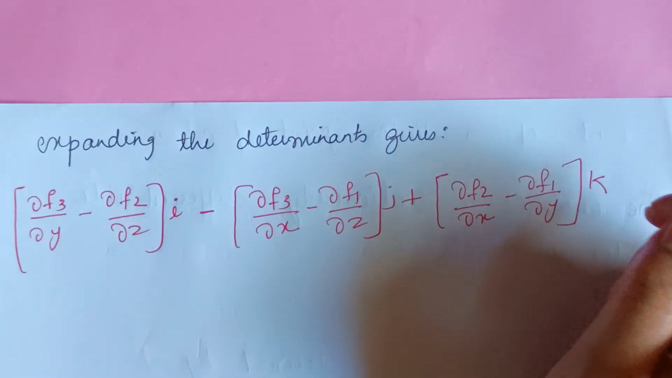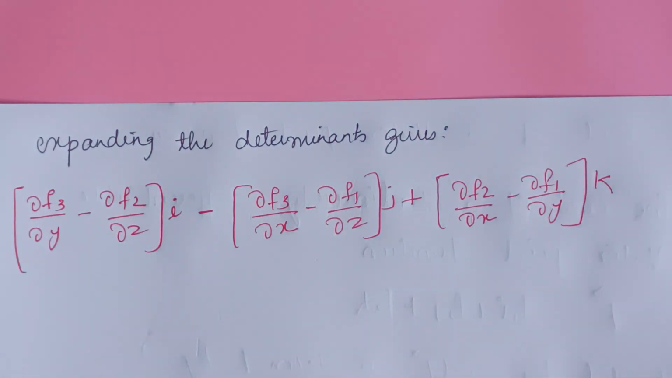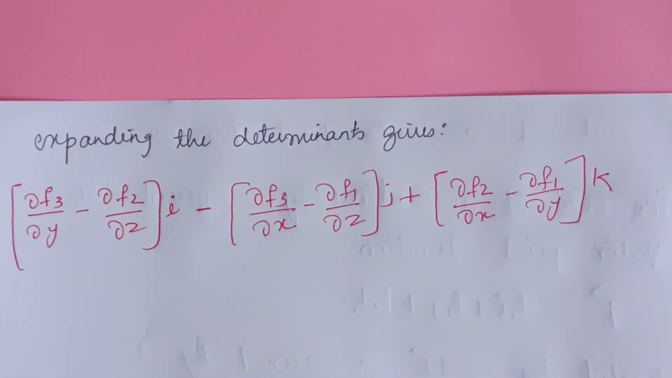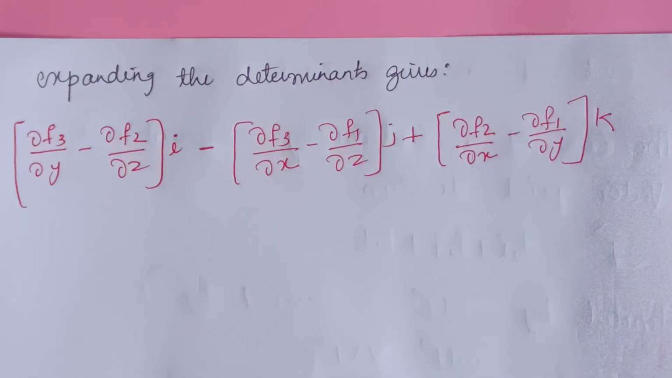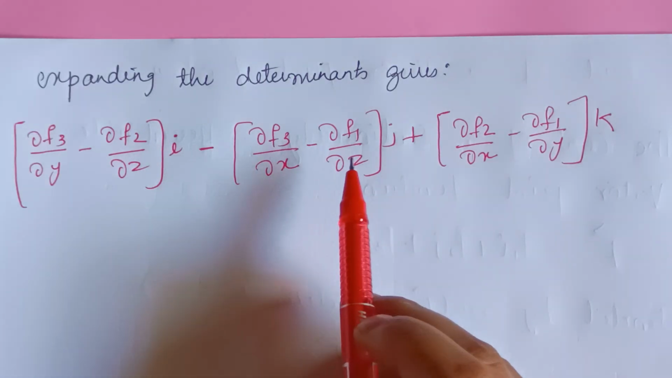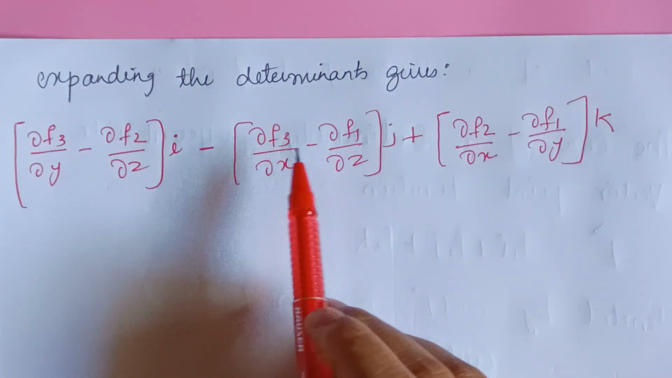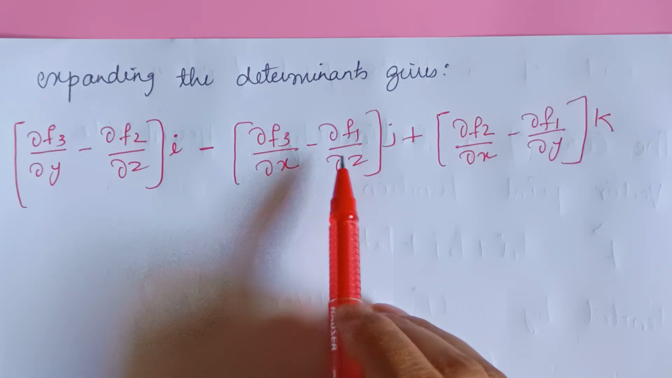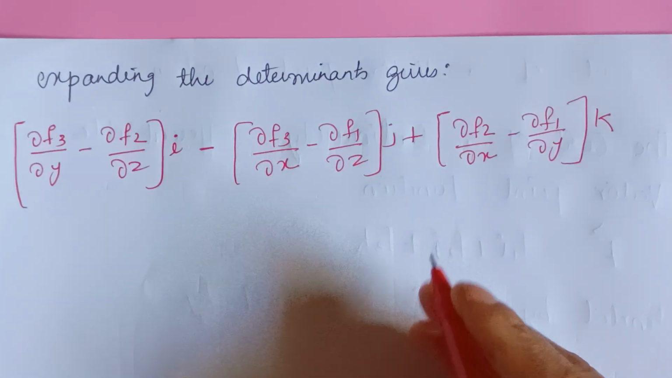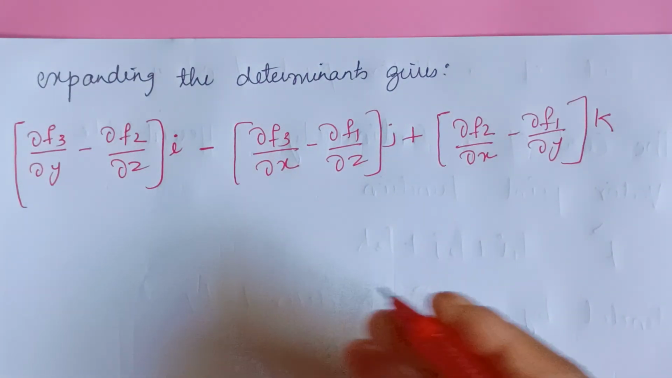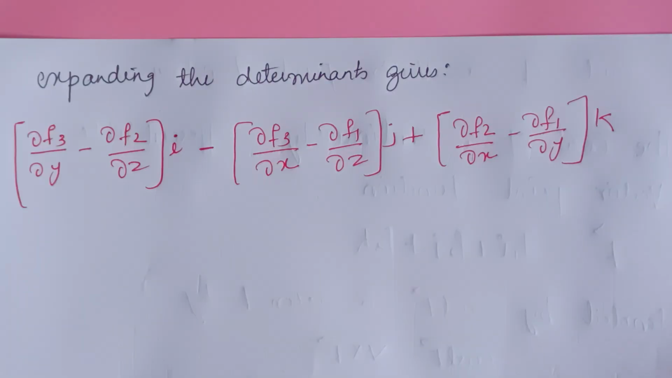I hope you know the expansion of the determinant. If you don't know, just put it in the comment section and I'll bring out one more video for you guys. So this final vector points in the direction of the axis of rotation, and its magnitude tells us how intense the rotation is at that particular point.